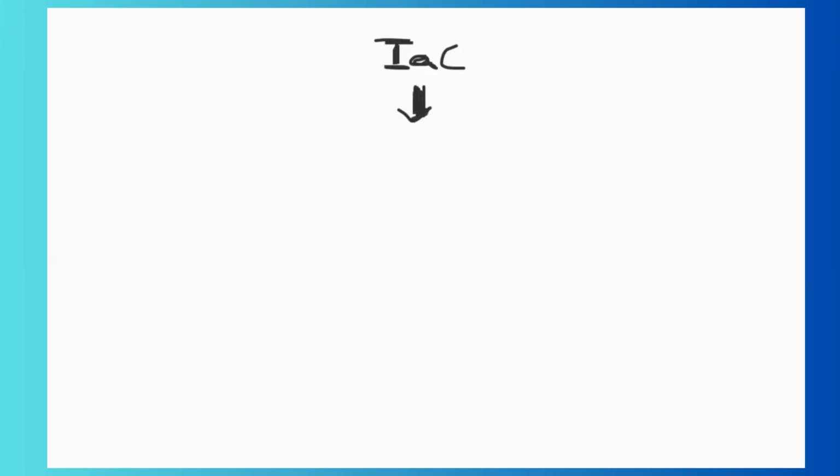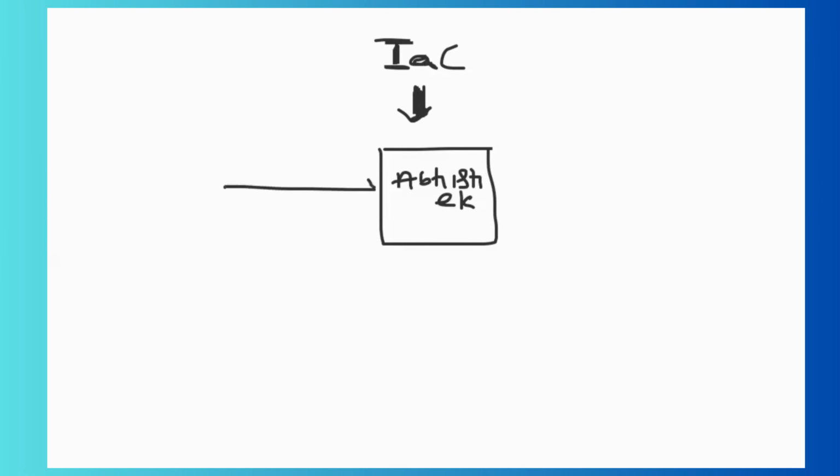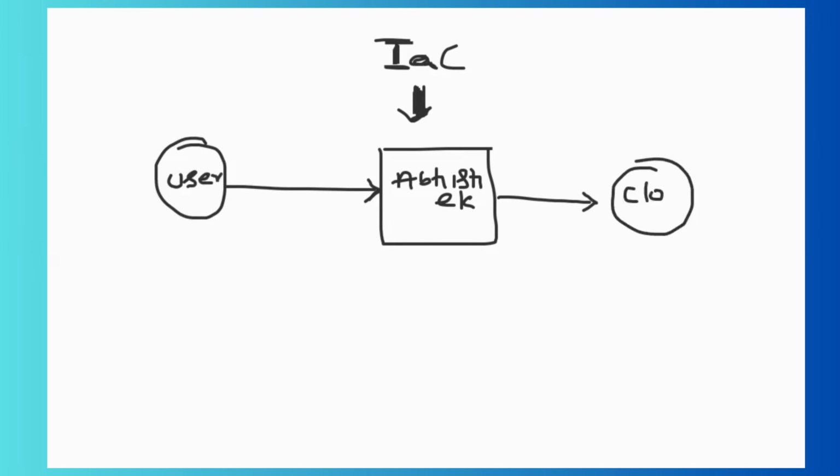If you want to build a new IaC tool, let's say that I want to build a new IaC tool called Abhishek. Then what this tool has to do is act as a middleman between the user and one or multiple cloud providers. It's up to the IaC tool if it wants to support one cloud provider or several.